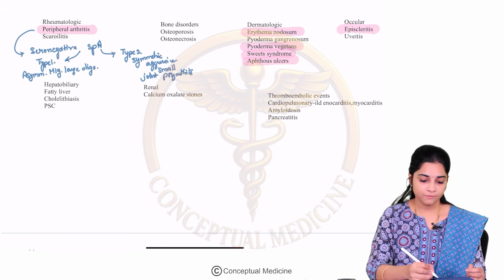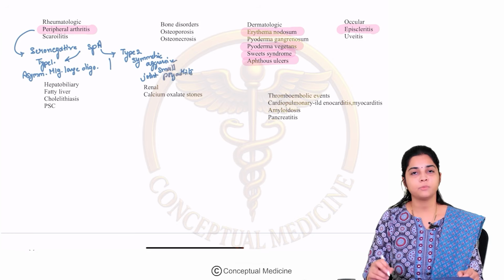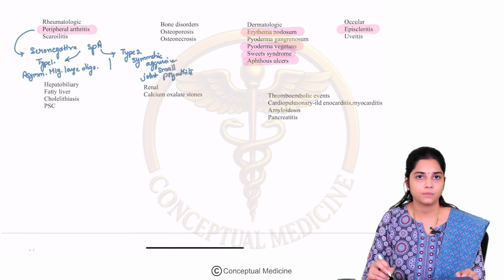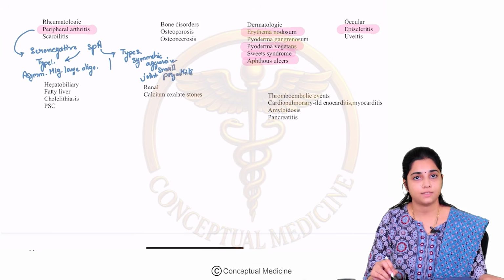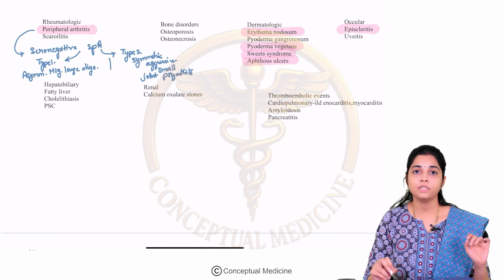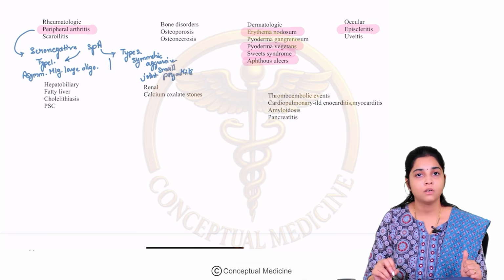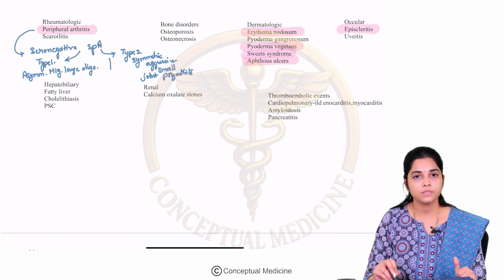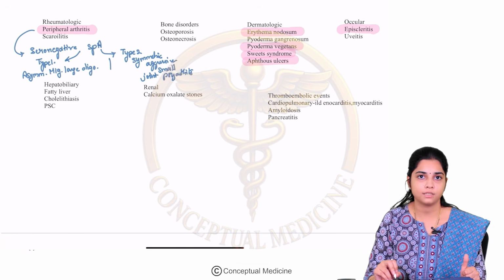So this is the basic difference between your type 1 and type 2 IBD associated arthritis. So IBD associated arthritis is an extraintestinal manifestation. Type 1 is large joint, migratory, asymmetric, oligoarthritis, whereas type 2 is small joint, symmetric, polyarthritis.